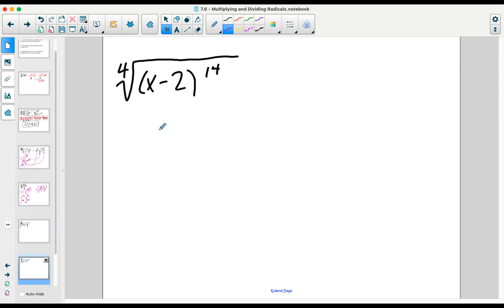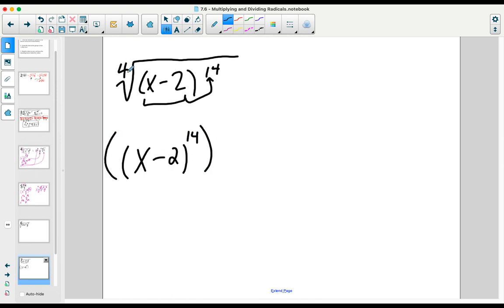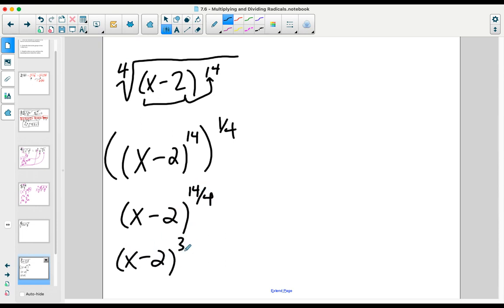Looking at another example, let's try another one that's similar to that, in that this entire binomial is being raised to the 14th power. That doesn't change our work at all. We have x minus 2 to the 14th power, thinking of that fourth root as the 1/4 power. That leaves us with x minus 2 to the 14 over 4, which is x minus 2 to the 3 2/4. Now, you need to resist the temptation to simplify that fraction.